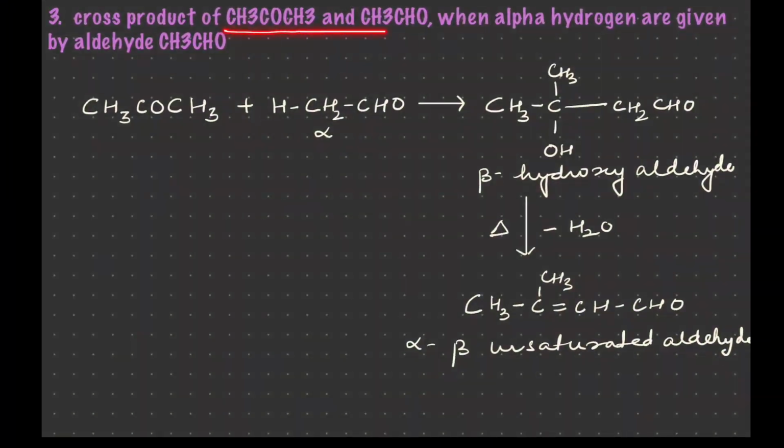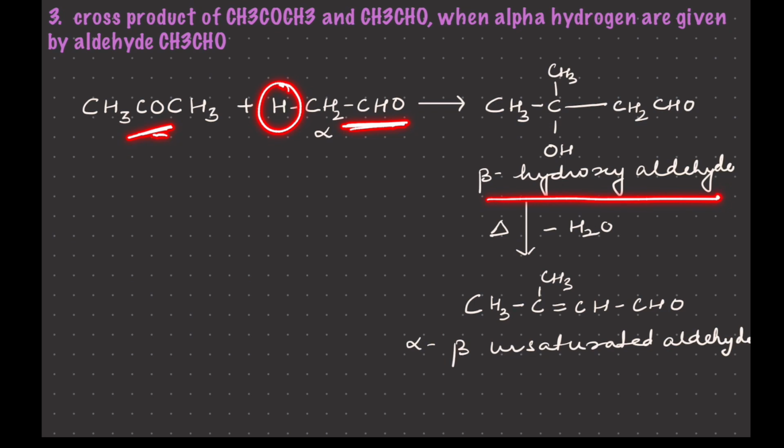For the cross product of ketone and aldehyde, first the alpha hydrogen is given by the aldehyde. So when the alpha hydrogen is given by the aldehyde, the product you get will be an aldehyde only, because this functional group is not getting disturbed. But the reaction is taking place over the ketone's functional group. So in the first case you will get an aldehyde. Because the reaction is on the carbonyl of the ketone, you get a beta hydroxy aldehyde. And if you write the aldol condensation product, you will get an alpha beta unsaturated aldehyde.